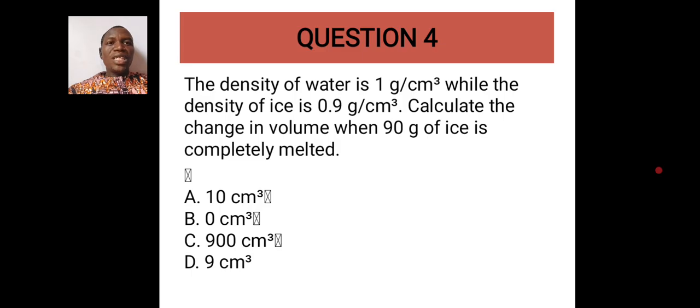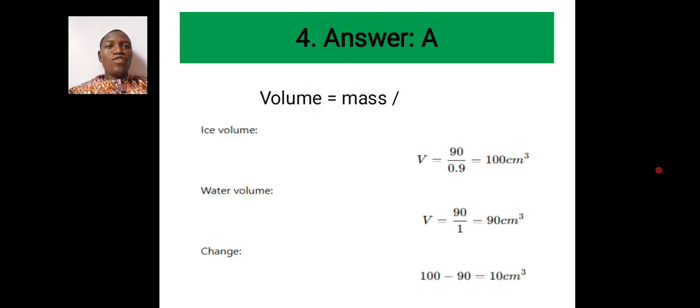Going to question 4, the density of water is 1 gram per cm cubed, while the density of ice is 0.9 grams per cm cubed. Calculate the change in volume when 90 grams of ice is completely melted. One thing is very important: always understand what the question is asking you before jumping into it. It helps you and makes it easier for you to answer. First, observe that the density of water and ice are not the same. Now they are saying calculate the change in volume if 90 grams of ice is melted. They have given you the density of water and the density of ice. So we are going to use this formula here.